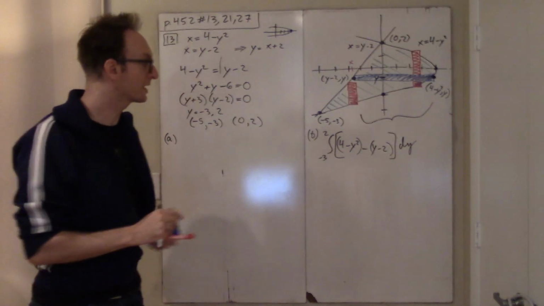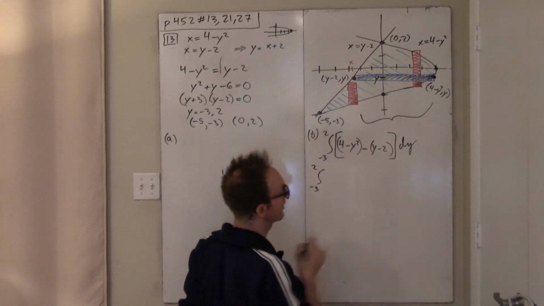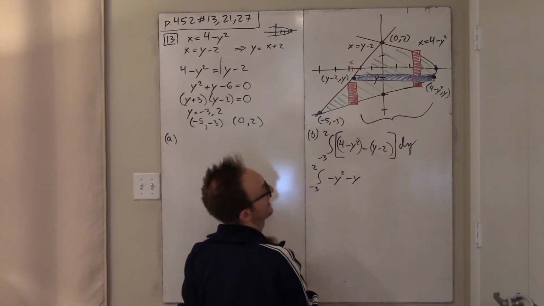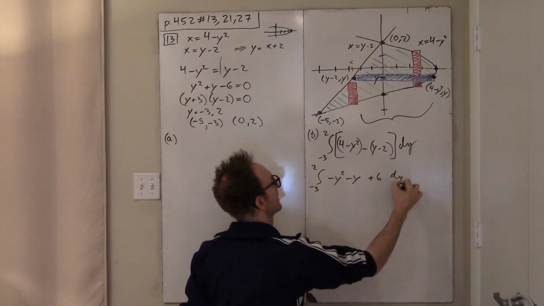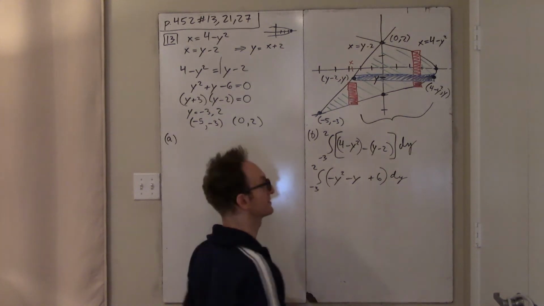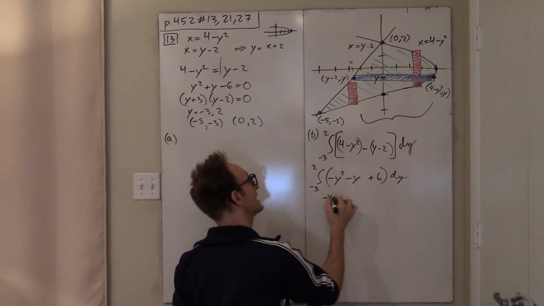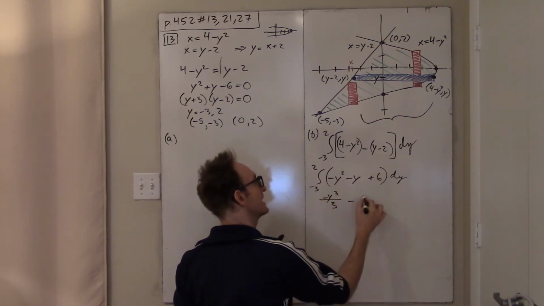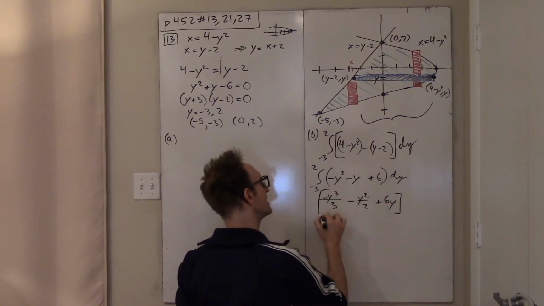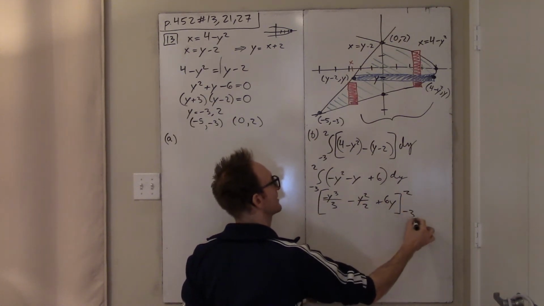That was a lot of work, and I still haven't done this integral yet. What is this integral? Well, it's the integral from -3 to 2 of, cleaning this up a little bit, negative y squared minus y plus 6 dy. You might think, okay, at least this is a polynomial, but there's still some work to do here. So now we anti-differentiate this polynomial. We get negative y cubed over 3 minus y squared over 2 plus 6y. And all of that needs to now get evaluated at 2 and -3.